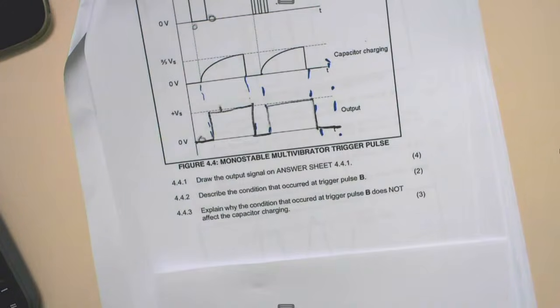So here they say number 4.4.3, explain why the condition that occurs at trigger pulse B does not affect the capacitor charging. You are saying the output signal represents an inverting Schmitt trigger because the output signal is inverting with reference to the input signal. Or you can also say the output is at VEE when triggered by the upper trigger voltage and swings to positive voltage when triggered by the lower trigger voltage.